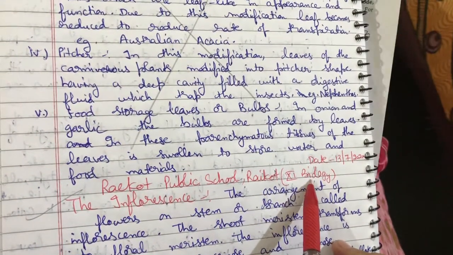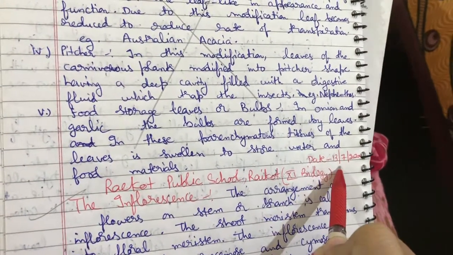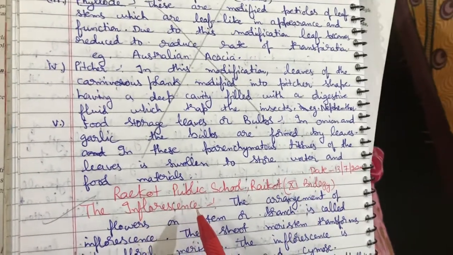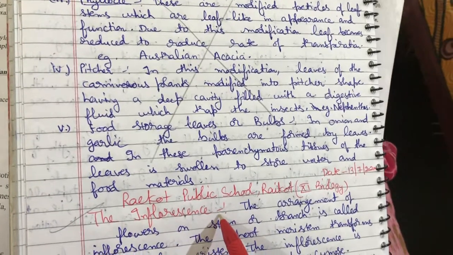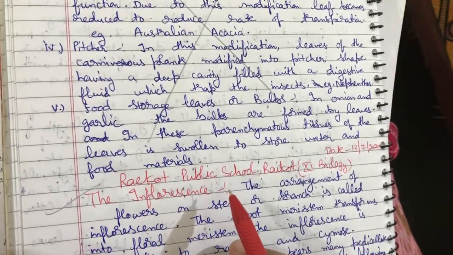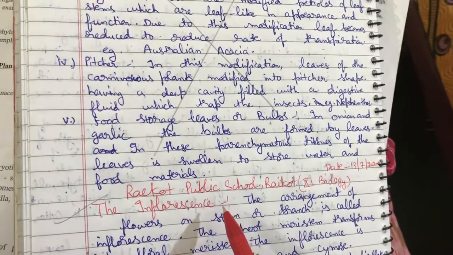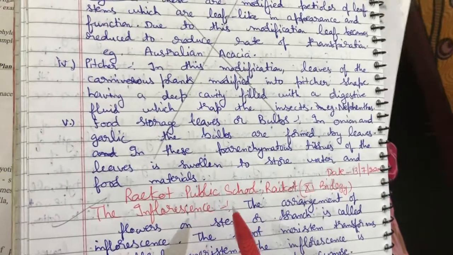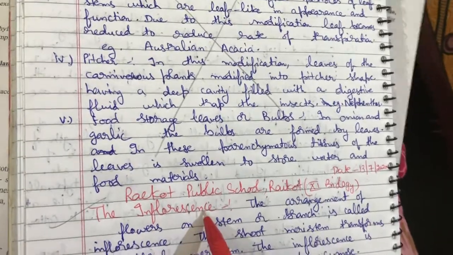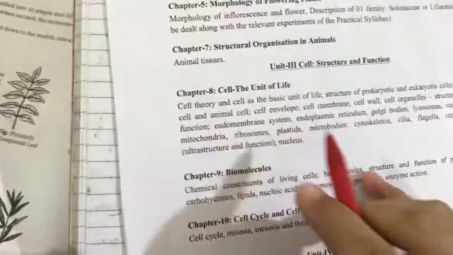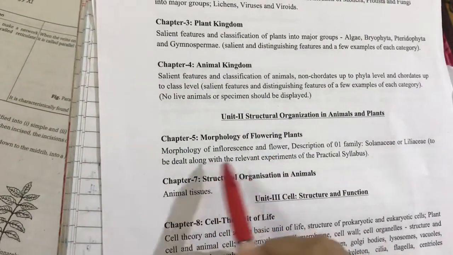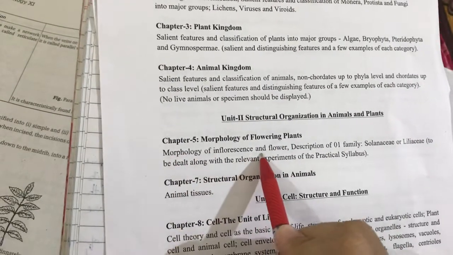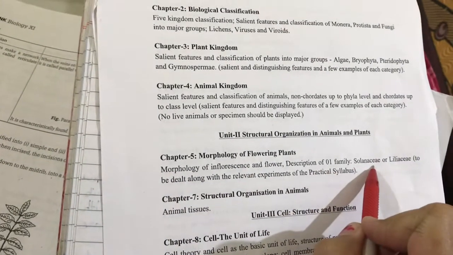We are discussing plus one's biology. As I have already sent you the deleted portion of our syllabus. In that portion, the modifications of shoot system, root system, leaves, etc., all are deleted. Only two topics are there in our syllabus now, that is morphology of inflorescence and flower. Only these two parts are there, and description of only one family.